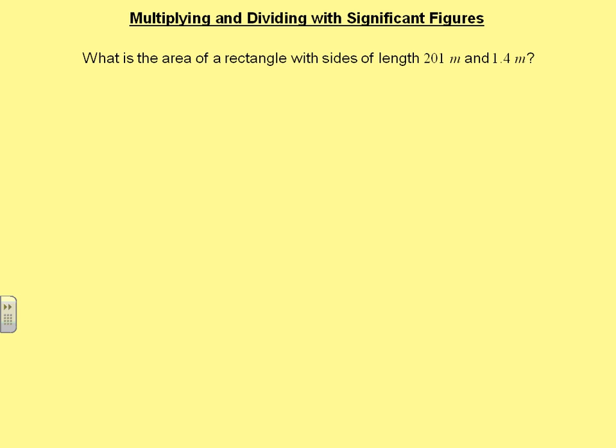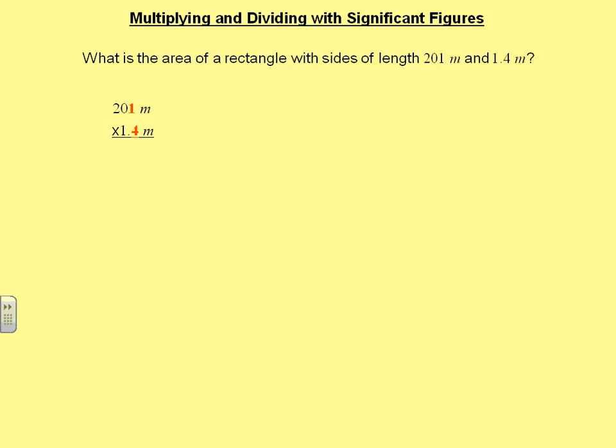Well, of course, to find the area of a rectangle, you do length times width. So we have 201 meters times 1.4 meters. Now I've turned the last digit red because those are the estimated digits in our measurements, remember. So 201 is estimated to the nearest 1. 1.4 is estimated to the nearest tenth of a meter.